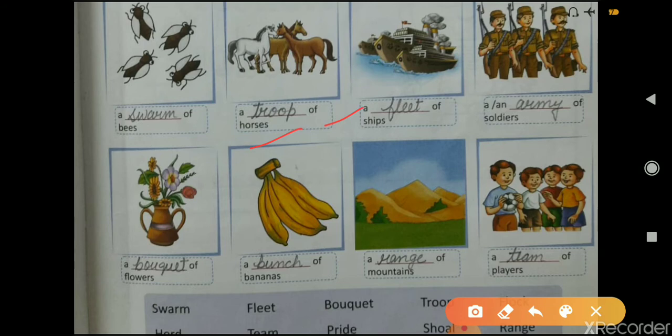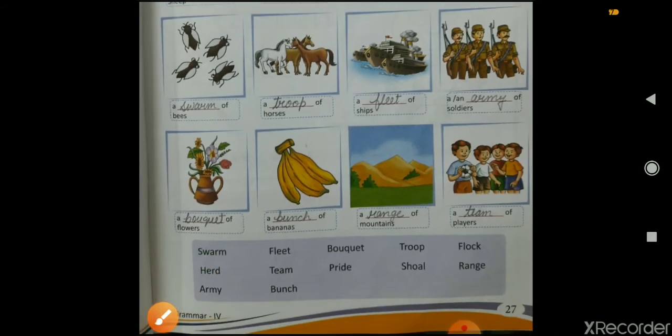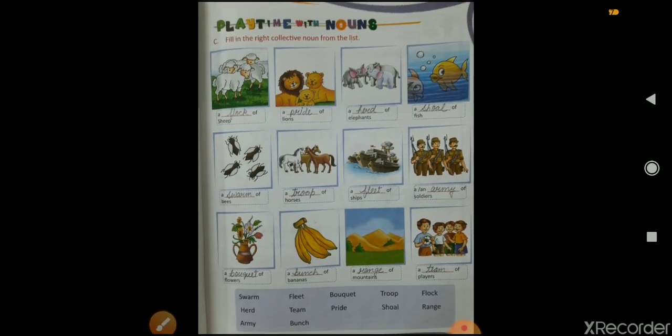A dash of ships, fleet. A dash of soldiers, army. A dash of flowers, bouquet. A dash of bananas, a bunch of bananas. A dash of mountains, range. So fill here, range. A dash of players, team. Okay, so write here, team. Now, you can complete this exercise. And now let's move to our next exercise.